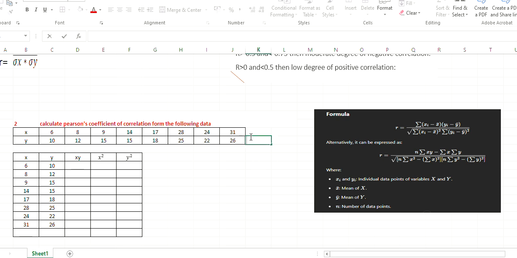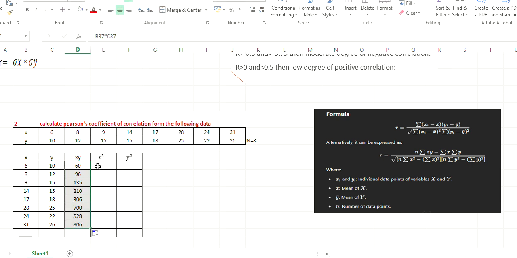Now n is also there, right? So what is n? n is the number of data that is present. And how many data are there? 1, 2, 3, 4, 5, 6, 7, 8. So the value of n is 8. Right? So I have to perform xy. What is xy? x into y. So that is why I have to use Excel. This x into y I have to make. Enter. I'll just drag it.